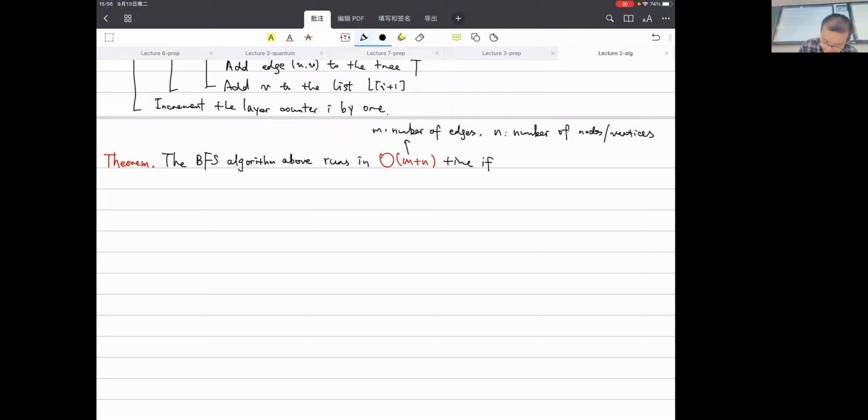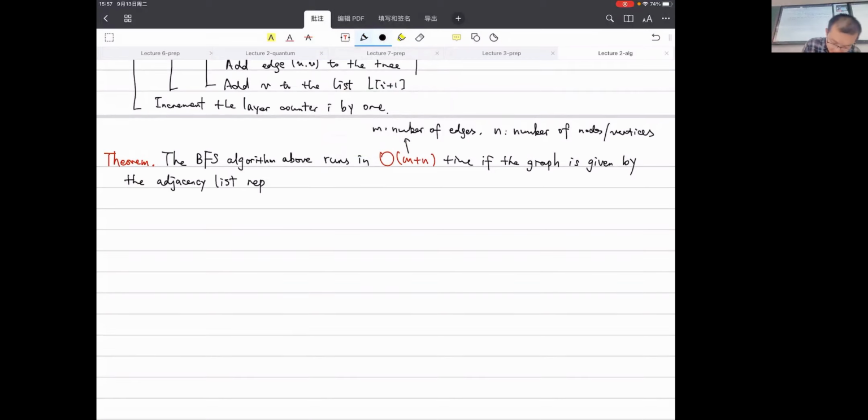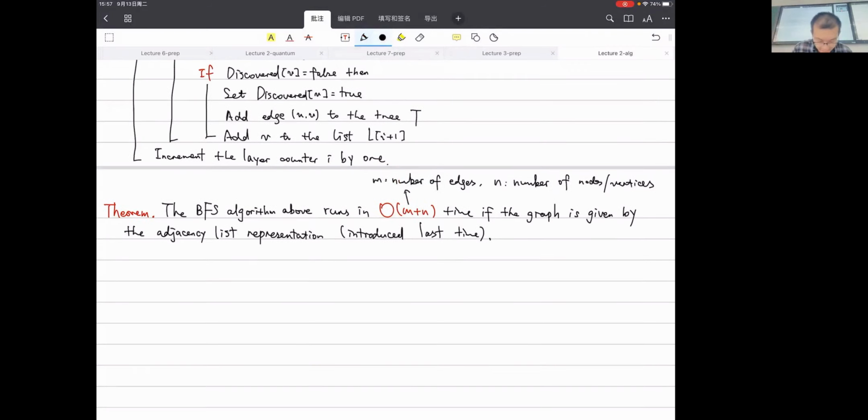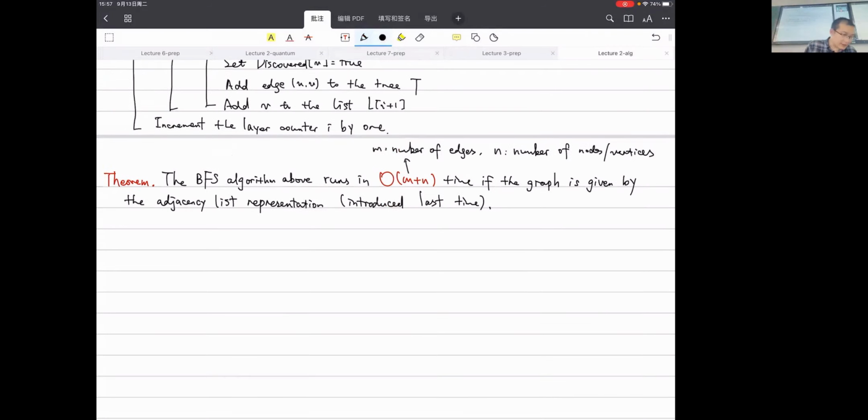This holds if the graph is given by the adjacency list representation, which we introduced last time. For this lecture until 4 p.m., I guess we are probably not going to have time, as we only have 3 minutes until a break. So maybe let's leave the proof to the next hour.